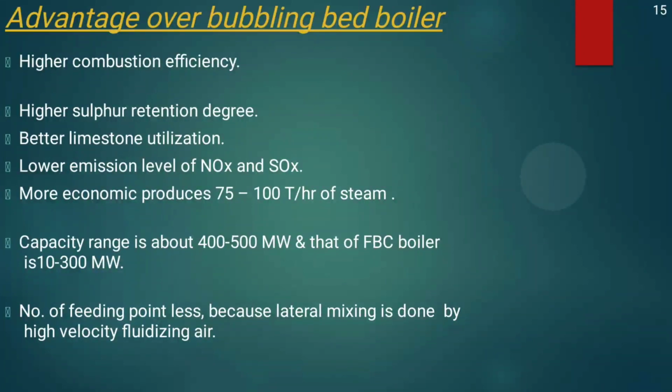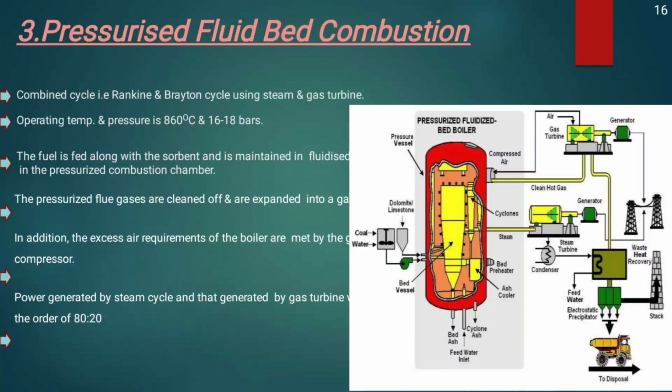Advantages: high combustion efficiency, high sulfur retention degree, better limestone utilization, lower emission levels of nitrous oxide and sulfur oxide, more economic, produces 75 to 100 ton per hour of steam. The capacity range is about 400 to 500 megawatt, while the FBC boiler is 10 to 300 megawatt. The number of feeding points is less because lateral mixing is done by the high velocity fluidizing air.